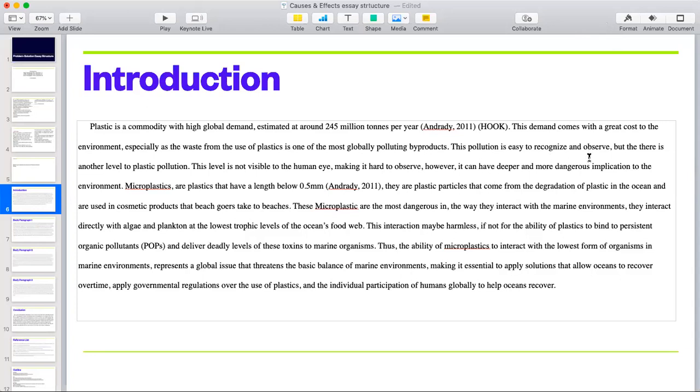So this pollution is easy to recognize and observe, but there's another level to plastic pollution. This level is not visible to the human eye, making it hard to observe. These microplastics, blah, blah, blah.